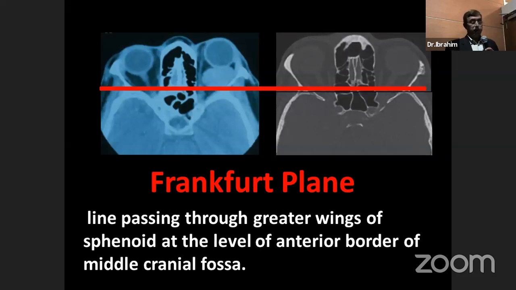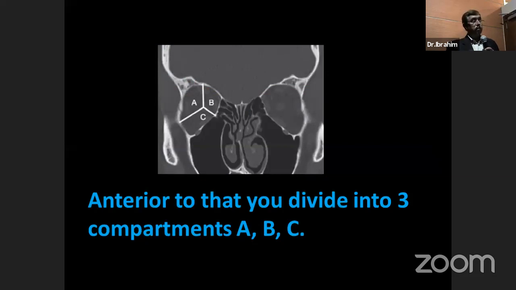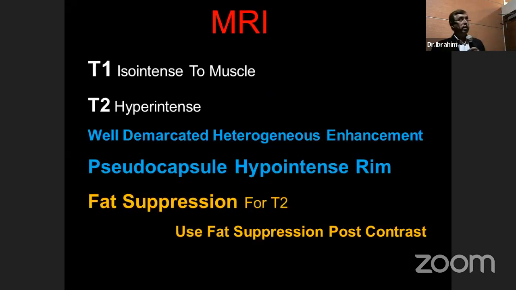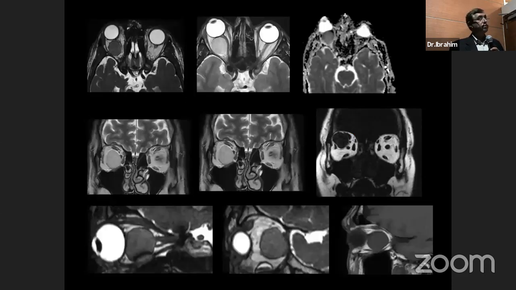And once you do the outline, beyond it, you divide this into 120 degrees compartments: A, which is called superolateral, B, superomedial, C, inferior. So now you can speak the same language. Where is the tumor? You can say exactly where it is. T1 isointense to T2 hyperintense. It is well demarcated, it has a pseudocapsule, and you better do fat suppression even after contrast.